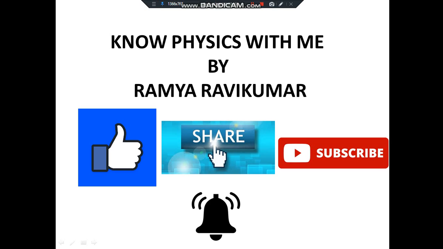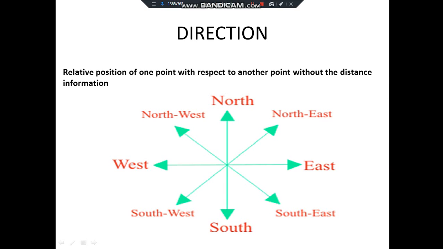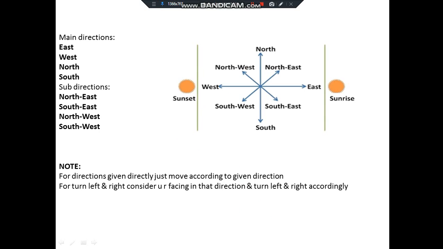And the topic today we are going to cover is direction. Direction in simple terms can be said as position of one point with respect to another point without considering the distance. Okay. See, we have four main directions. We know east, west, north and south, and we also have sub-directions such as northeast, southeast, northwest and southwest. We know that sun rises in the east and sun sets in the west.